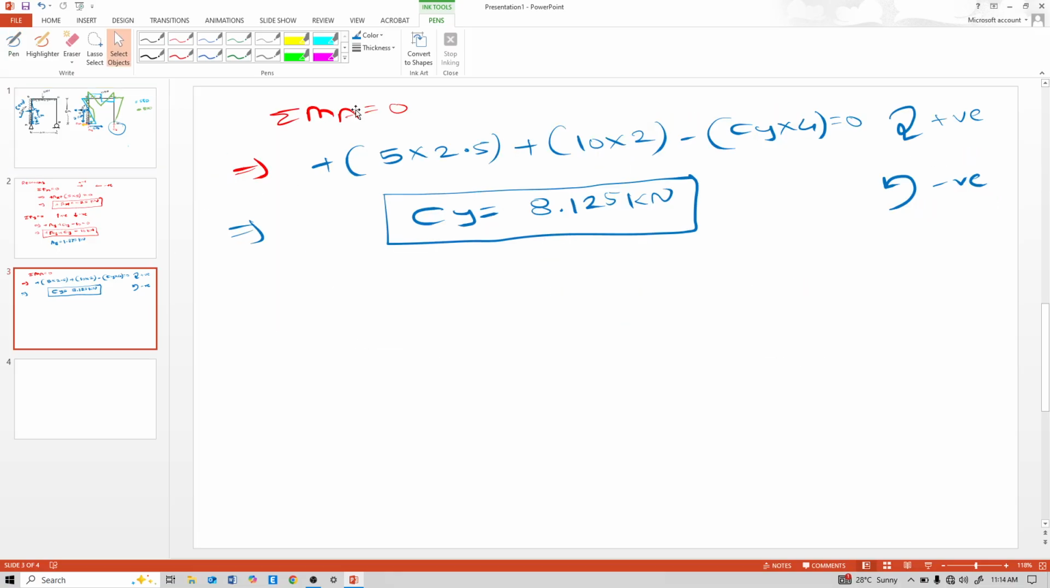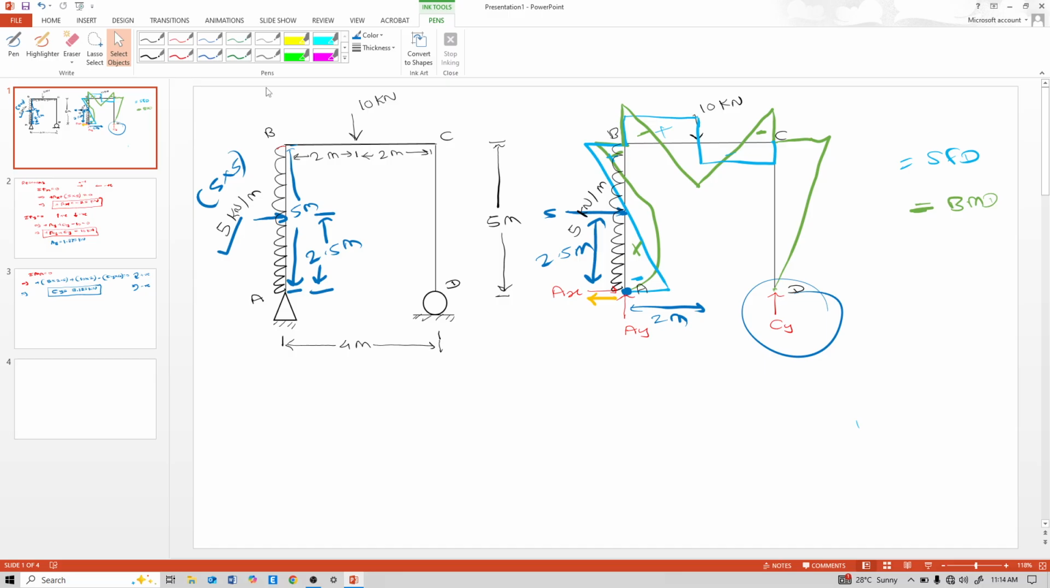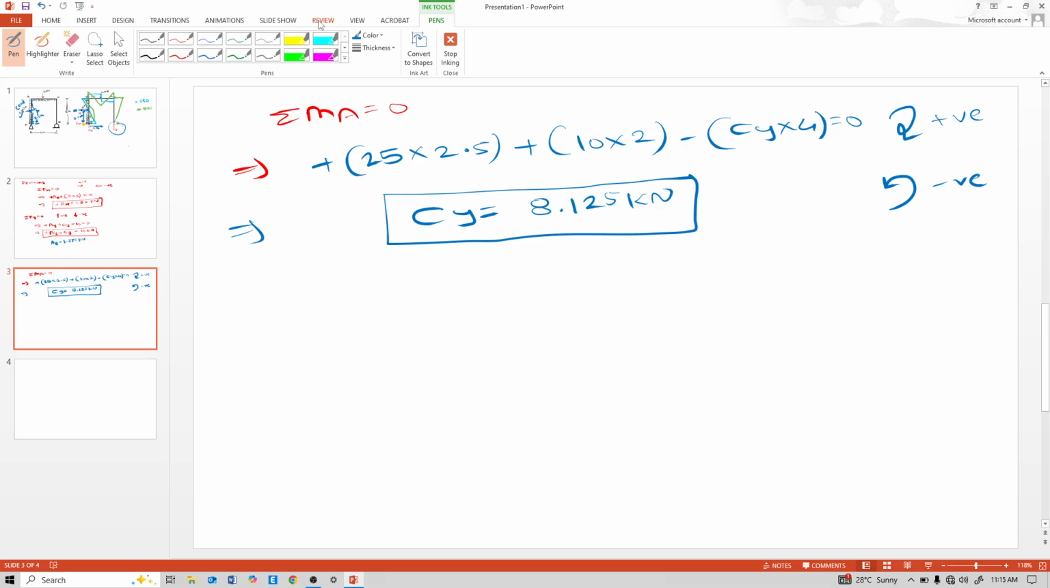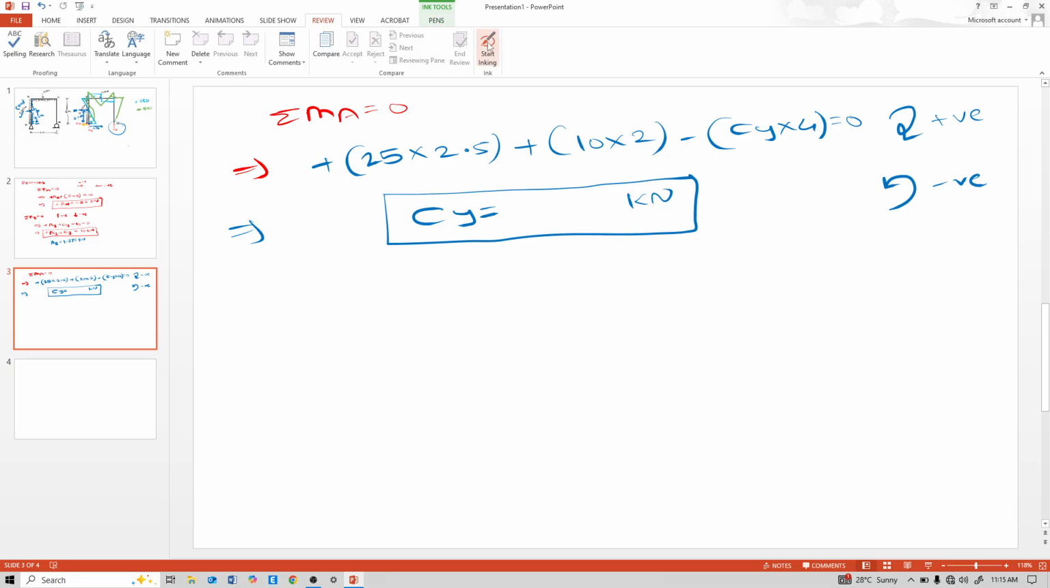And here see, while calculating the moment, we took only 5 into 2.5. We need to consider this as 25. This is not 5, this is a 25 concentrated point load. That's why our CY came out wrong. So here 25. So the corrected CY is positive 25 into 2.5, positive 10 into 2, minus CY into 4 equal to 0. So it is 20.625 kilonewton.